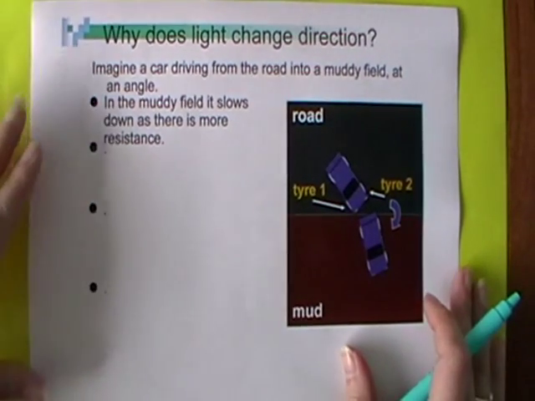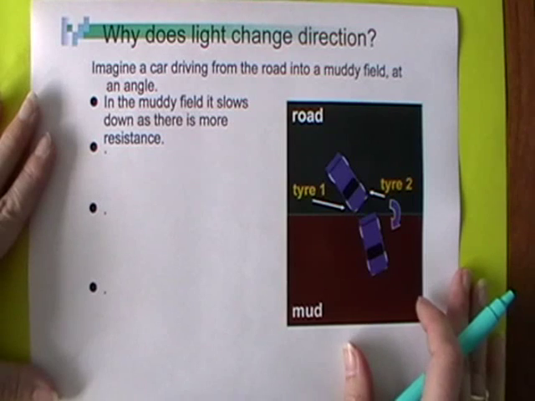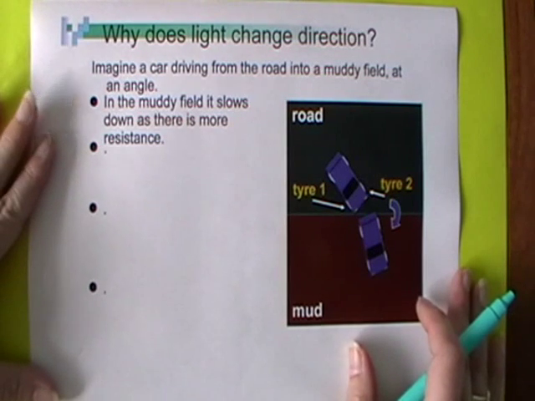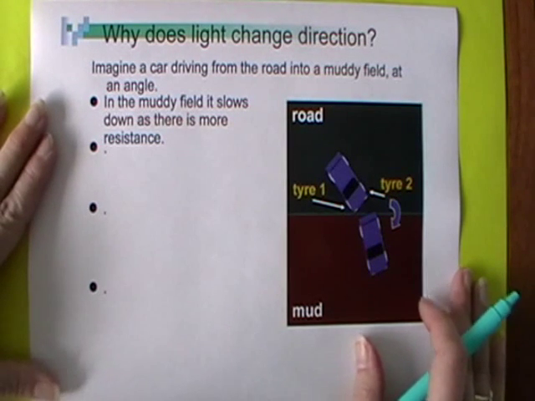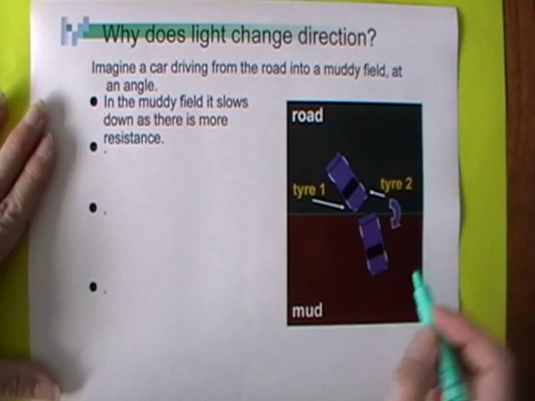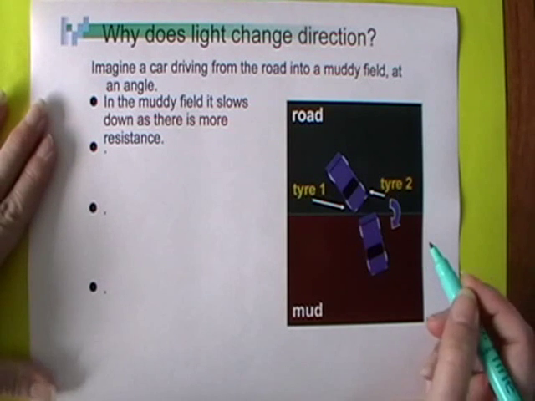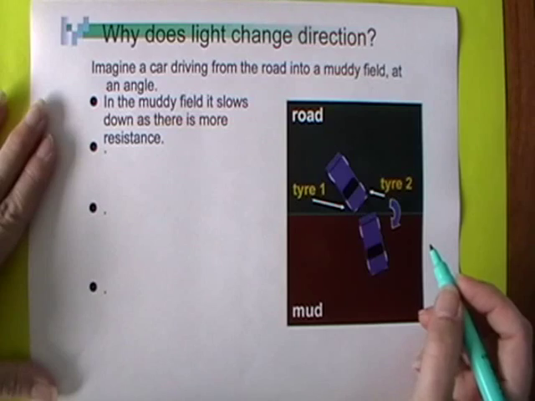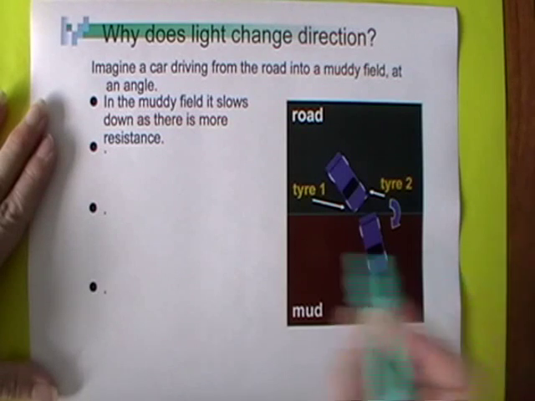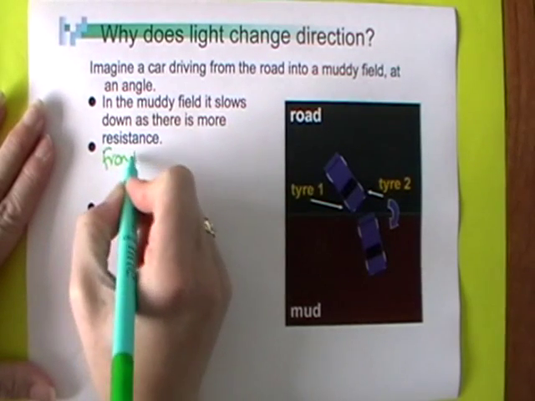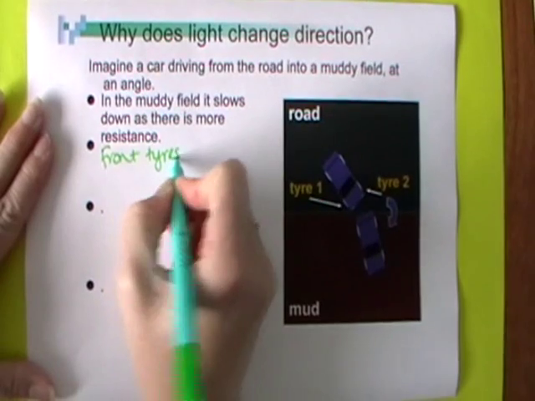A good example to explain this is if we imagine a car driving from a road into a muddy field at an angle. In the muddy field, it's going to slow down as there's more resistance to its movement. And if it enters at an angle, the front tyres hit the mud at different times.